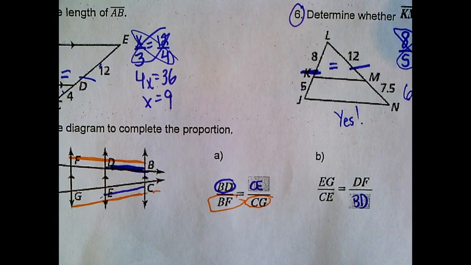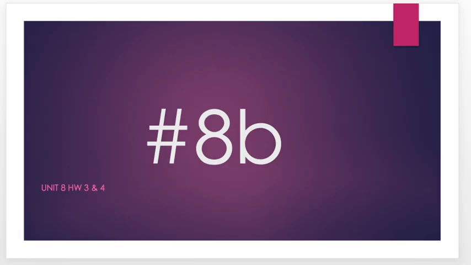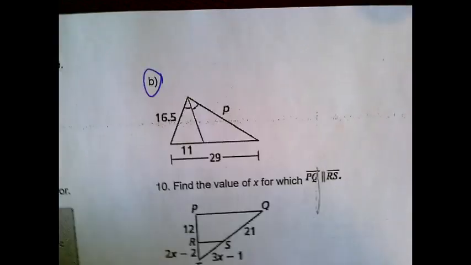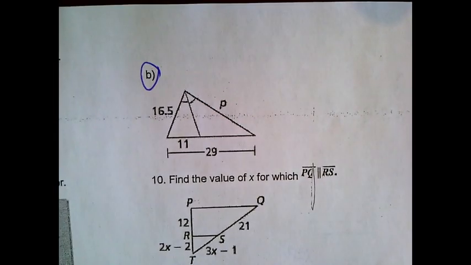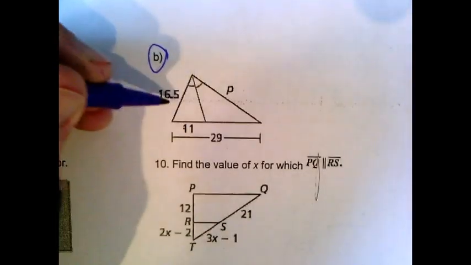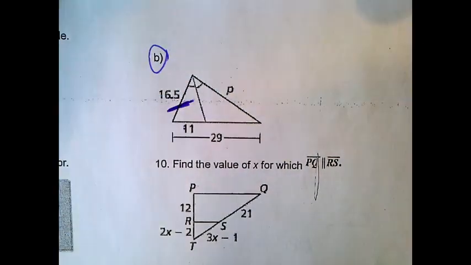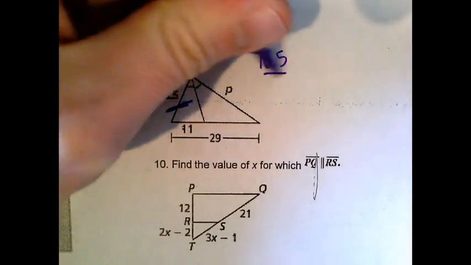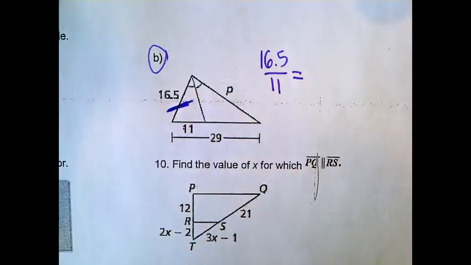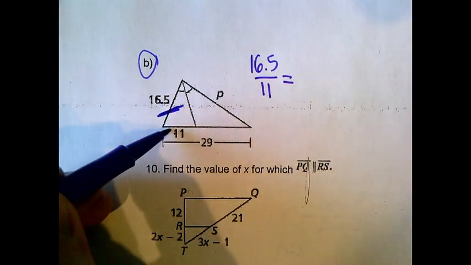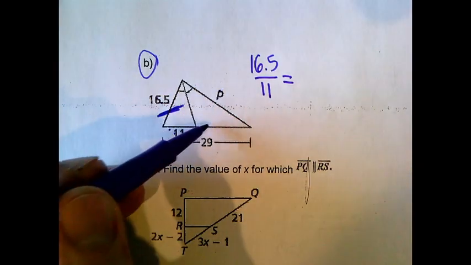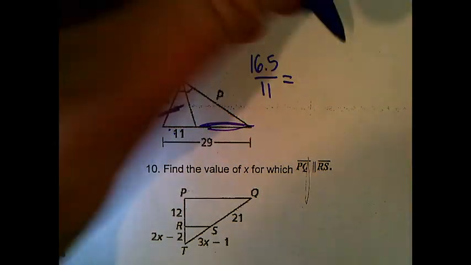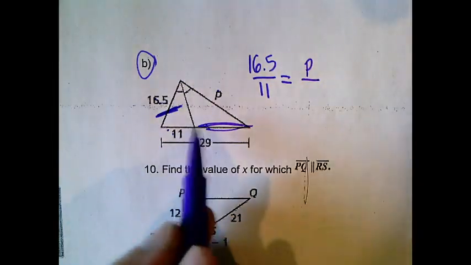Alrighty, we're on to our last problem. Record time, 8B. So again, I'm going to set this up as a proportion, but I've got 16 over 11, or 16.5 over 11. I can do that. But I got to set it equal to this over this, and then I need P over this value. Well, there's P, but I need this part right here.